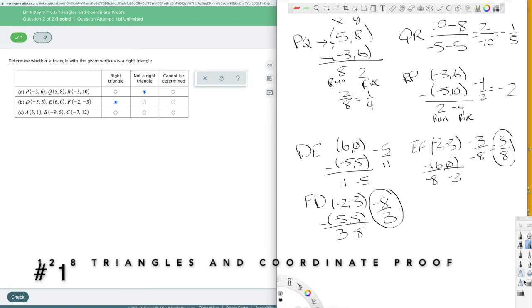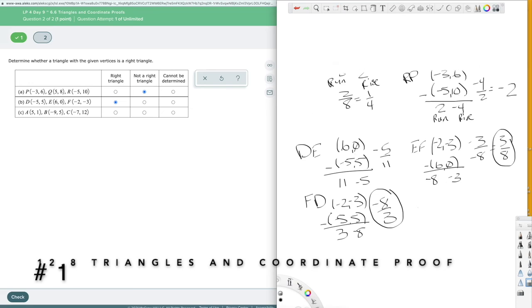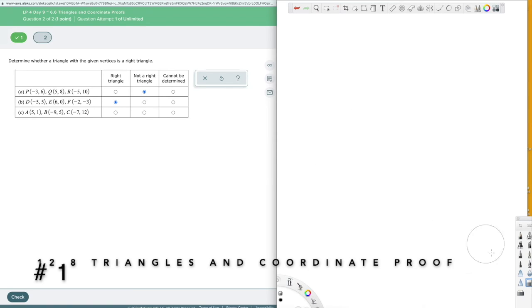All right, I'm going to erase this so that I have room. Do that last guy there. So now we're going to go AB. We're going to have (9, 1) and (-9, 5). So 1 minus 5 is -4. 5 minus -9, remember that turns into a plus, so this ends up being 14. So I have -4 over 14, which reduces. They can both divide by 2, so I'd have -2 over 7.